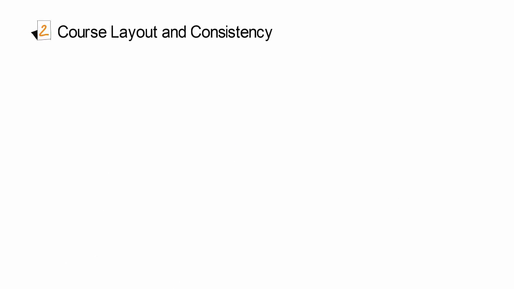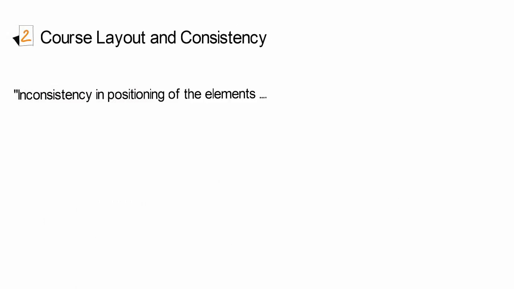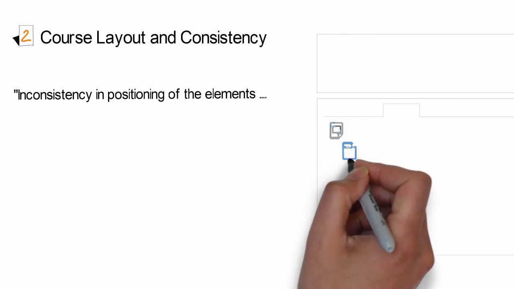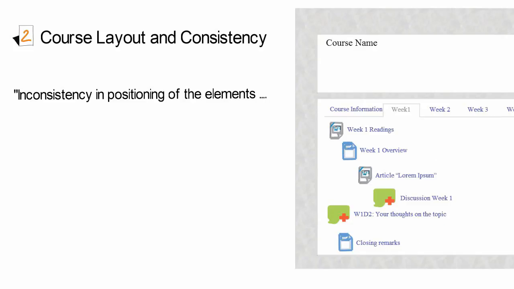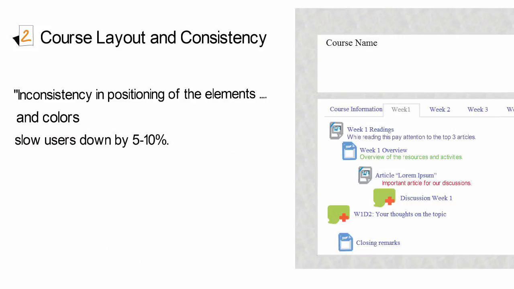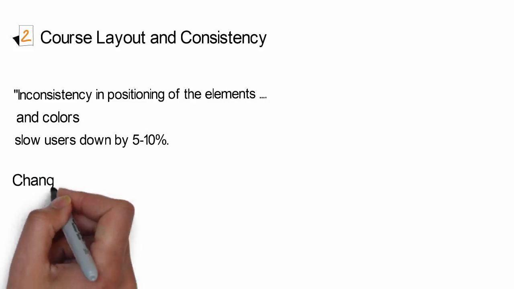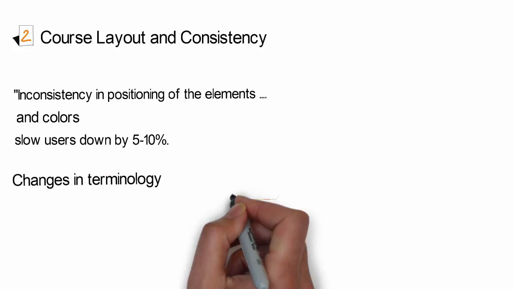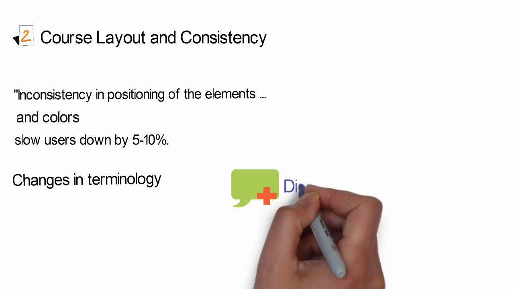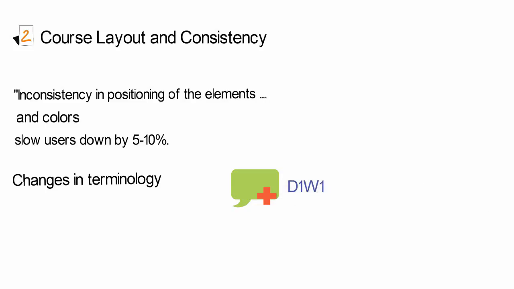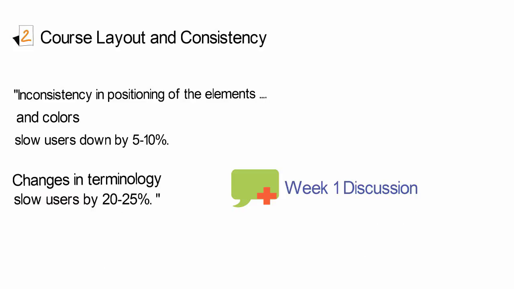Continuing on this topic of consistency, inconsistency in positioning of the elements, such as randomly placing activities within the Moodle section or using a variety of colors, will slow users down by 5 to 10%. Changing terminology, such as using different names for the same discussion activity or assignment in the syllabus and/or module overview, slows users by 20 to 25%.